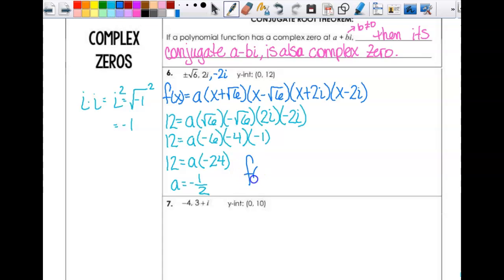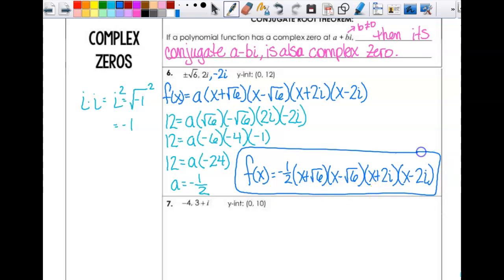So f of x equals negative 1/2 times x plus the square root of 6 times x minus the square root of 6 times x plus 2i times x minus 2i. Okay. What questions do you have? All right.